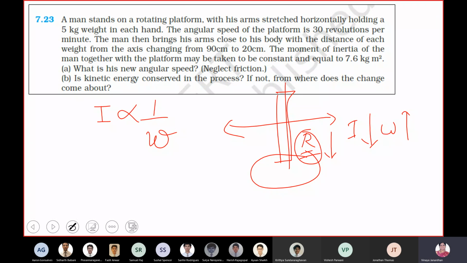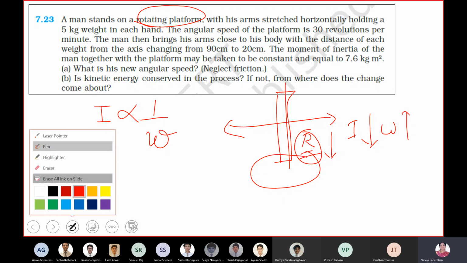Take it this way. You are sitting on a rotating platform. The platform is undergoing a torque. You are rotating because the platform is rotating. There is a torque which is rotating the platform, but no torque, no force is applied on you. Nothing is applied on you. You can argue that way also. You're rotating because your platform is rotating.